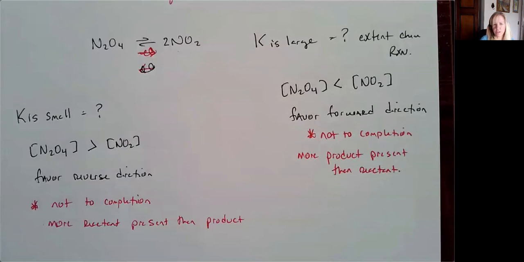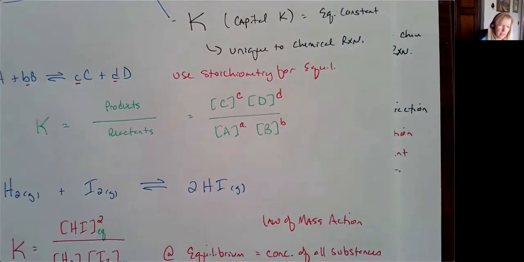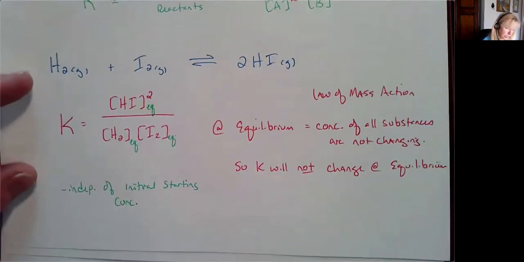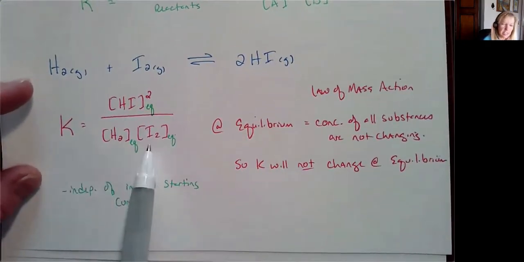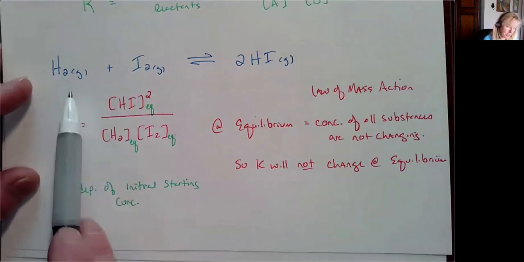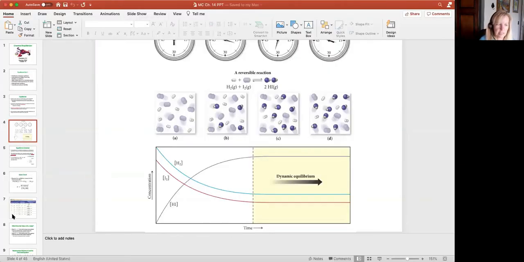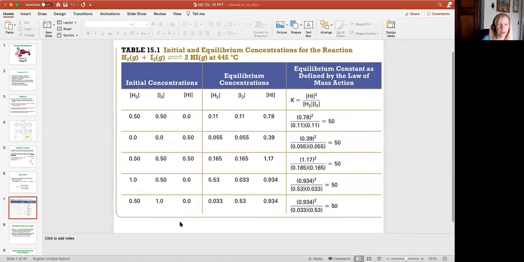Okay, so I'm going to show you an example. When I talk about this independence of K to your initial concentrations, and how K isn't going to change even if I change my initial starting concentrations of my reactants, my K is going to be the same. I'm going to show you a slide that supports this. And so in this slide, this is my reaction: H2 plus I2 goes to 2HI.